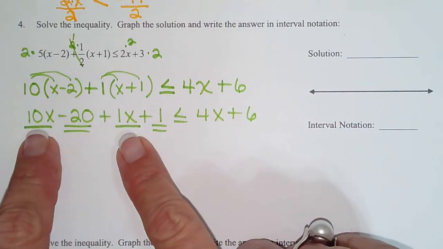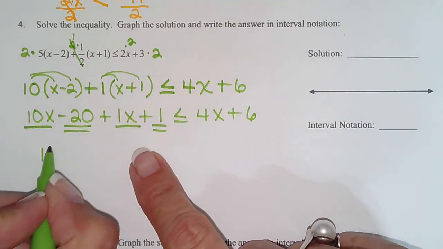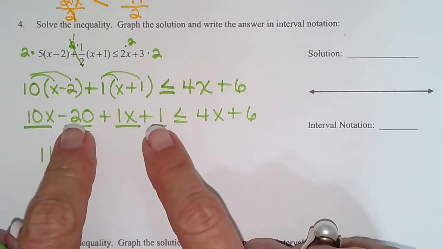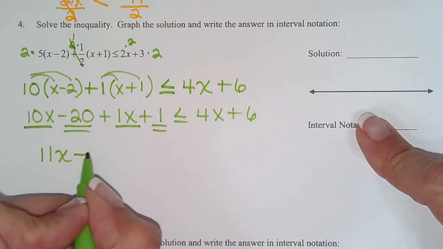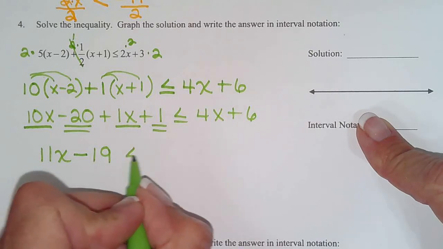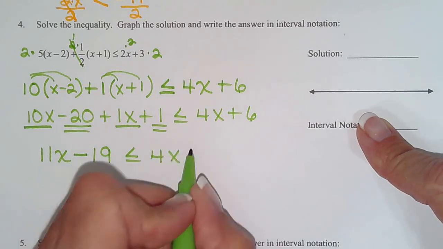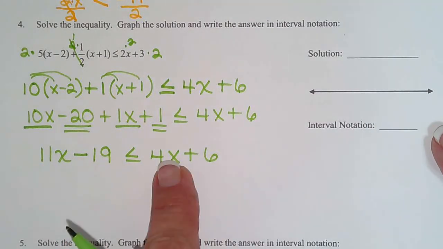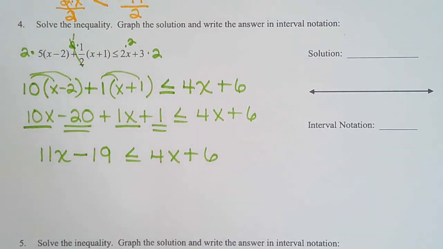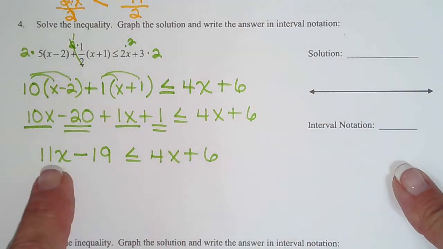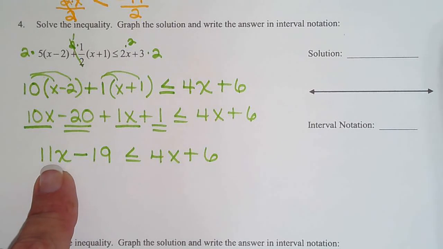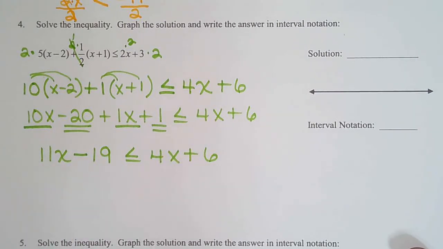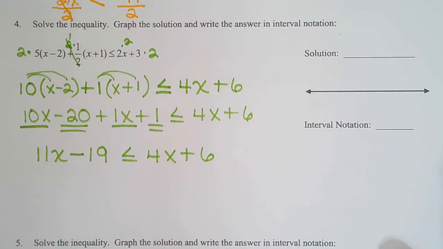So for the x's, 10x plus 1x is 11x. For the constants, negative 20 plus 1 is negative 19. And then the right side for now stays the same. So now we have one variable term and one constant on the left, one variable, one constant on the right. So now we're ready for the next step, which said move all your x's to the left, and you always want your x's on the left with inequalities, otherwise you'll shade the wrong way. So x's must stay on the left.